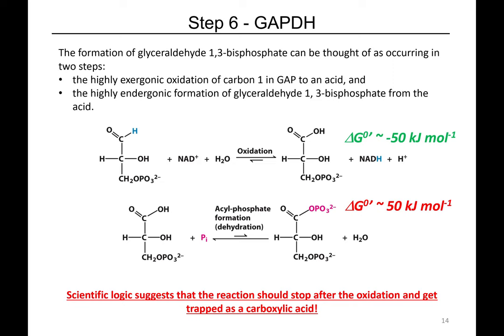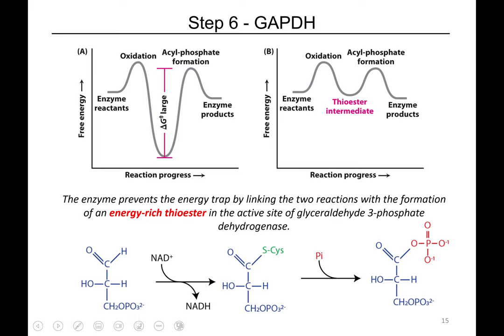So the idea that this reaction is really, really exergonic and the next reaction is really endergonic is a big problem, okay? So if we think about this in the context of a reaction progress diagram, right? So we've seen this before.